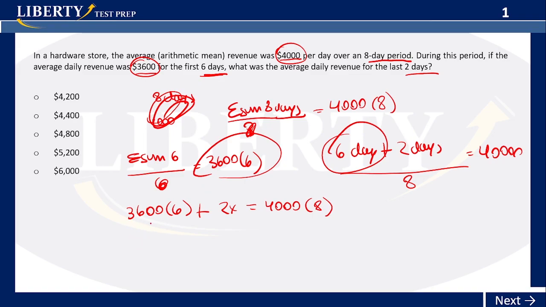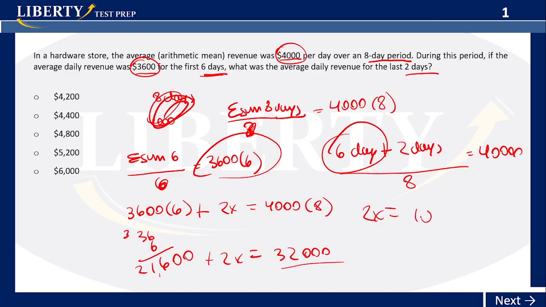So for this one you get 36 times 6, that's 216, so basically you get 21,600. 2x is equal to 8 times 4, that's 32 and 3 zeros. So 2x would be equal to 32,000 minus 21,600, which is 10,400. X will be equal to 5,200. D, that's my answer. Simple, right? Very simple. So now let's go to the next one.